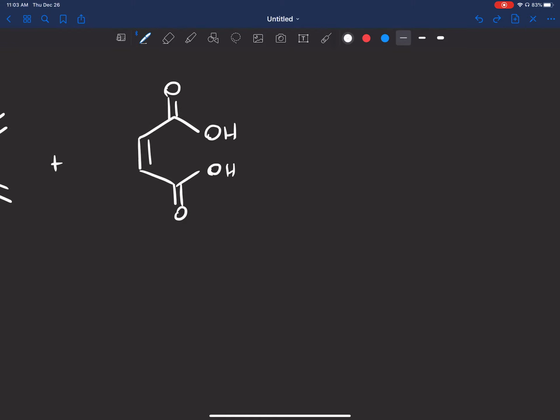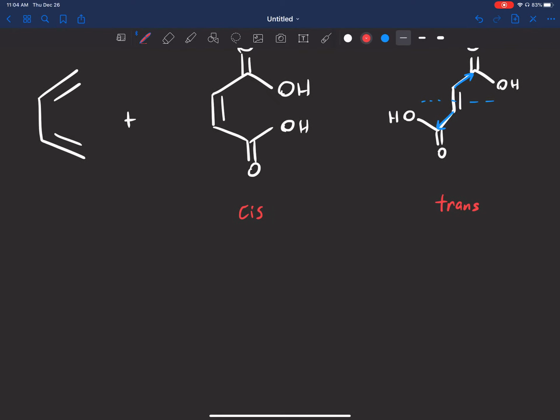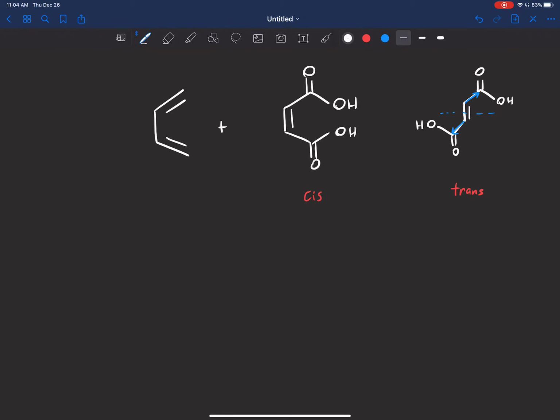The trans version of this dienophile would look like this. That would be the trans version. If we split the double bond down the middle, this is coming upwards, this is coming downwards, you can see that they're on the opposite side of each other. The higher priority groups are on the opposite side of each other. So we have our cis dienophile and we have our trans dienophile. So how is this reaction going to look if I use both of these dienophiles? So let's go through each one.